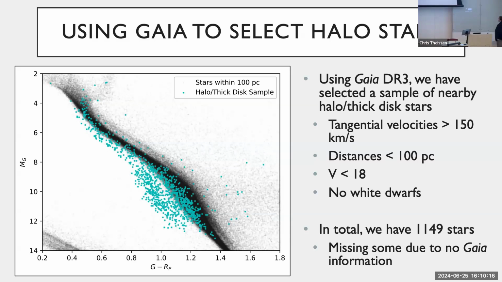In particular, using Gaia and doing a tangential velocity cut at 150 kilometers per second, we've found about 1,100 stars within 100 parsecs that we can observe using Gemini speckle imaging. I will note that this is not a complete sample. We are missing some stars due to Gaia not having the data. So that is going to be a future project to work on, finding those stars that don't have Gaia data and getting any data on those. And so we have these 1,100 stars, and what we've been doing is going out and imaging them.